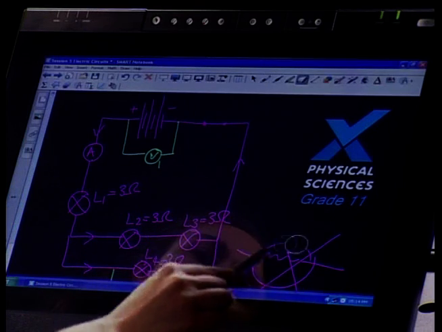We can calculate the total resistance for the circuit. You've got your parallel and your series connection. We can work that out, and that will allow us to calculate the ammeter reading for the entire circuit. So let's move on to our calculation.